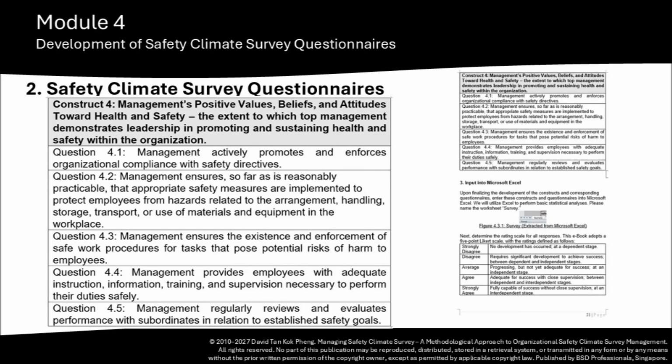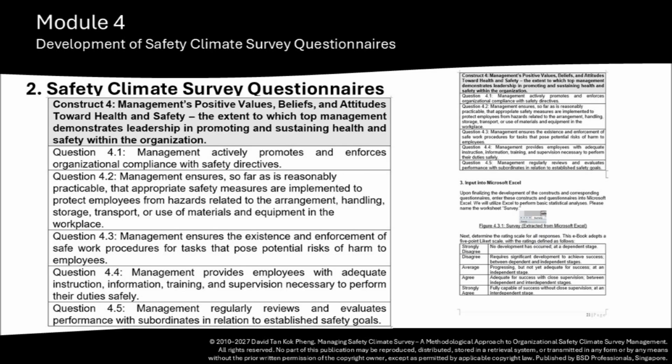This slide presents Construct 4, which focuses on management's positive values, beliefs, and attitudes toward health and safety. The objective of this construct is to evaluate the extent to which top management demonstrates leadership and commitment in promoting and sustaining health and safety throughout the organization.